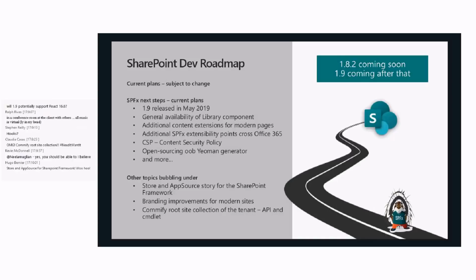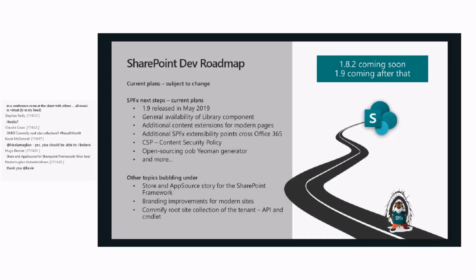By default, already, if you right now create a new tenant in Office 365, the root site collection is a communication site. But the Comify root site collection is for transforming existing tenants' root site collection, which is a classic team site, to be a communication site.